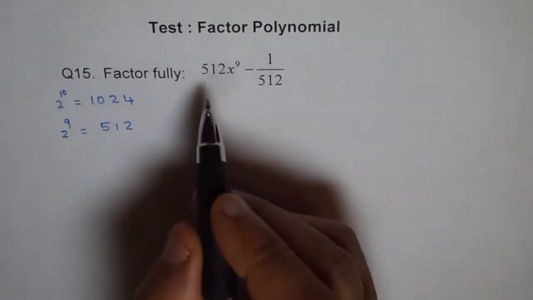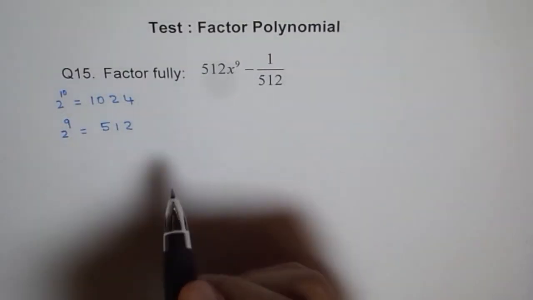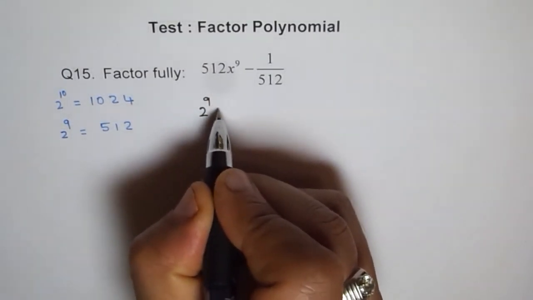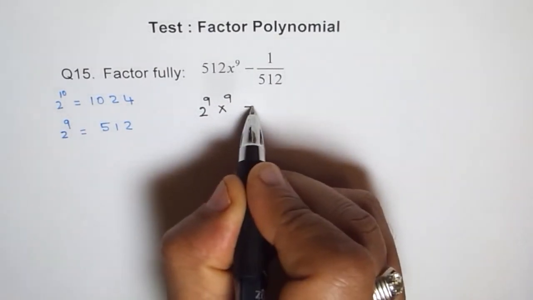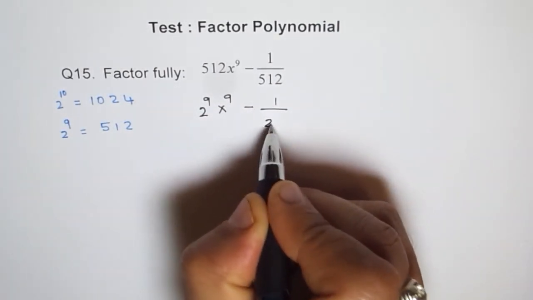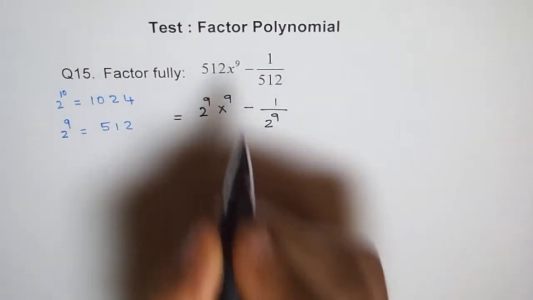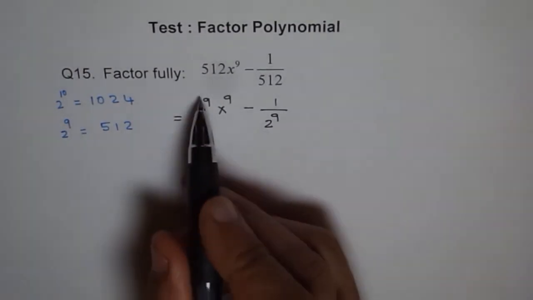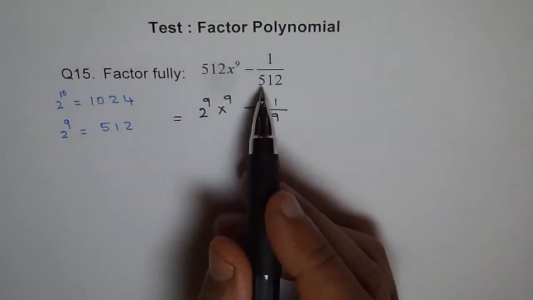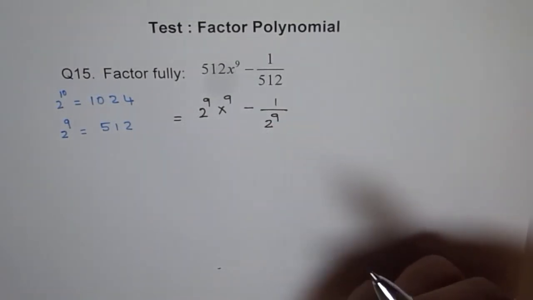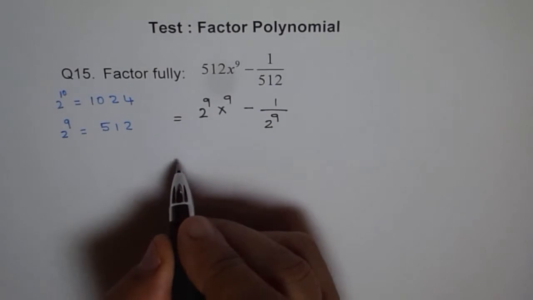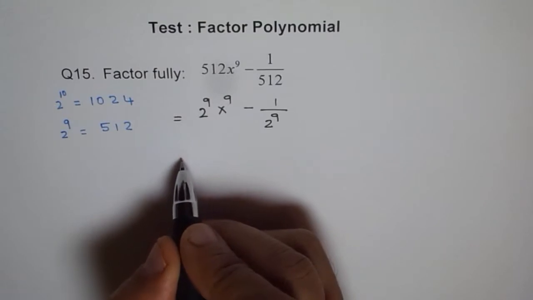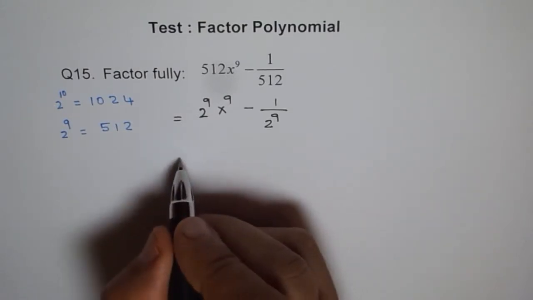So what we will do is, we will write 512 as 2 to the power of 9. As soon as I do that, what happens? It is 2 to the power of 9 times x to the power of 9 minus 1 over 2 to the power of 9. So I can write 512 times x to the power of 9 as 2 to the power of 9 and x to the power of 9. And 1 over 512 is 1 over 2 to the power of 9. Good. It looks nice. 9 is what? 9 is 3 to the power of 3, right? Cube of cube. 3 times 3 is 9. So let's use that property.